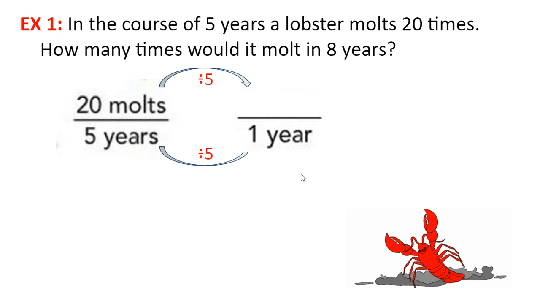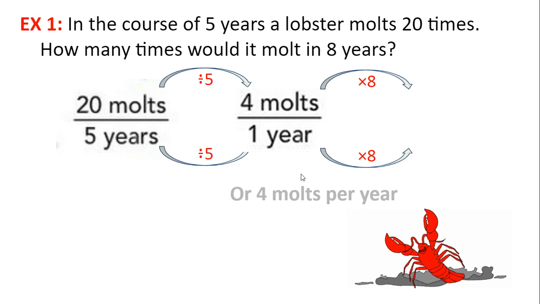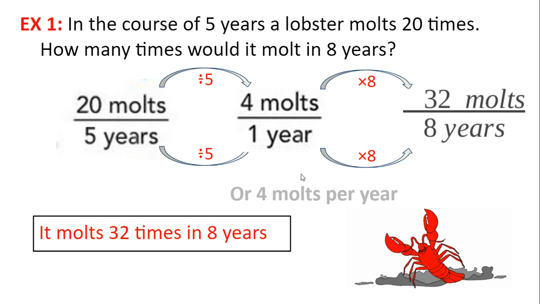Hopefully you said you want to divide by 5, and I get that the lobster molts 4 times in 1 year. Now that I have my unit rate, I can multiply it out by 8 to figure out the amount of times the lobster molts in 8 years. Go ahead and finish the problem. You should have gotten 32 molts in 8 years. Let's do another one.